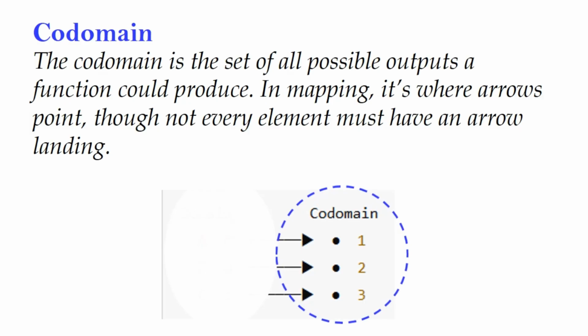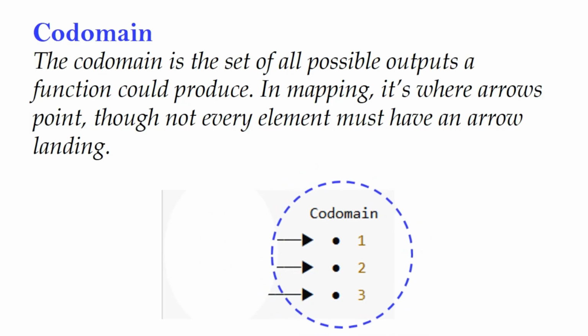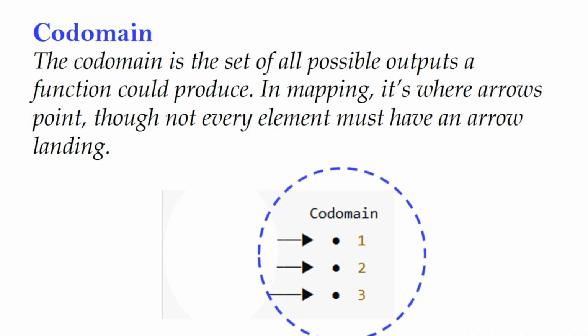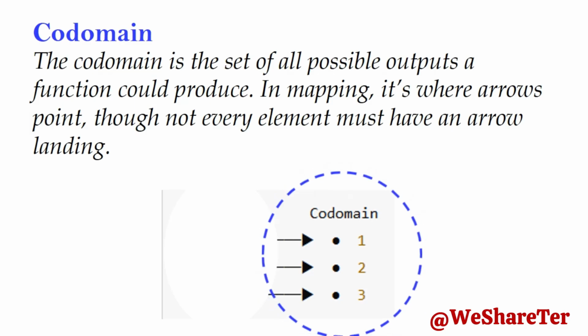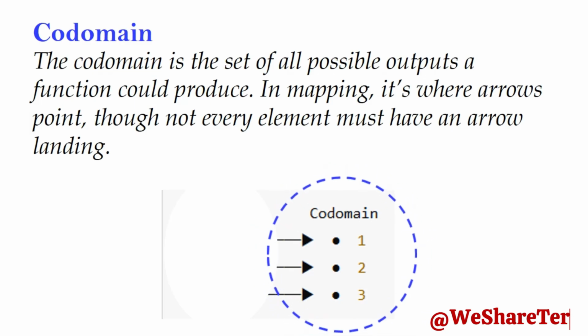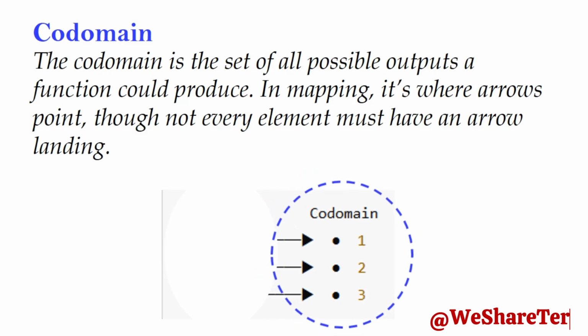The codomain of a function is the set that contains all potential output values, whether or not they are actually attained by the function. In a mapping diagram, the codomain is where the arrows from the domain terminate. Some elements in the codomain may not have any arrows pointing to them, indicating unused or unmapped output values.